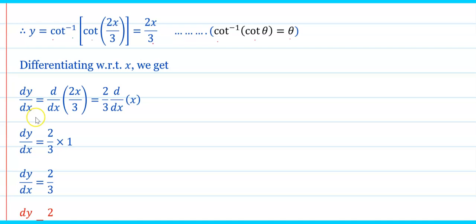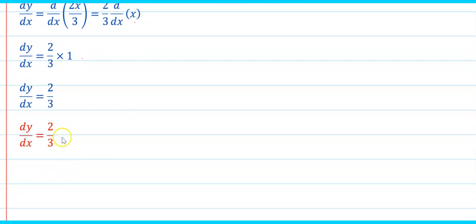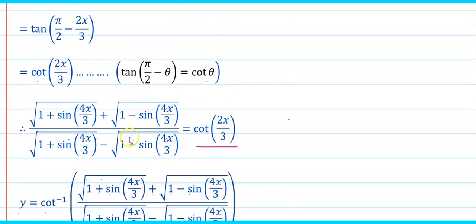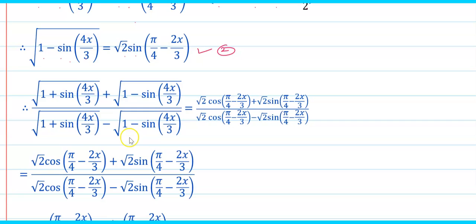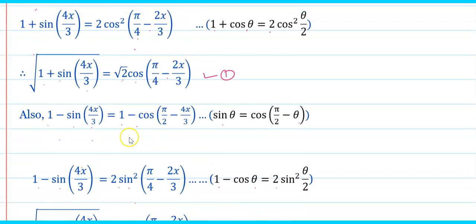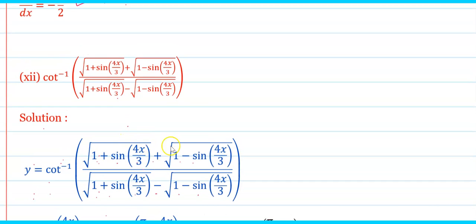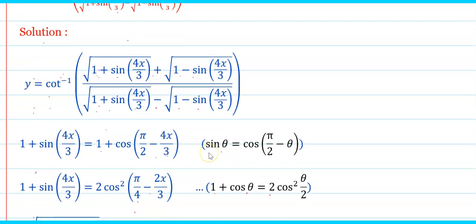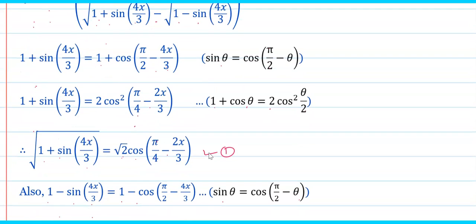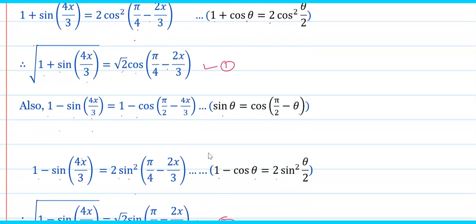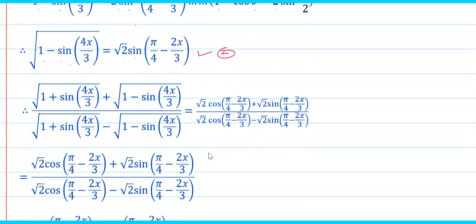Now differentiate this with respect to x. Therefore, dy by dx is equals to d by dx of 2x upon 3. 2 by 3 is a constant, then find the derivative of x. Derivative of x is 1. And hence dy by dx is equals to 2 by 3. Okay. पुन्हा तुम्ही एकदा बघू शकता. ही व्हॅल्यू सगळ्यात जास्त इम्पॉर्टंट आहे. Root of 1 plus sine of 4x upon 3 and 1 minus sine of 4x upon 3. Okay, you can see this.